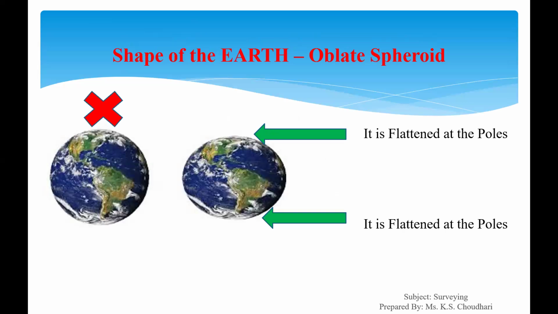In this slide, you can see the shape of the earth. The shape of the earth is an oblate spheroid. It is flattened at the poles. Its polar axis is nearly 43 kilometers smaller than its equatorial axis.